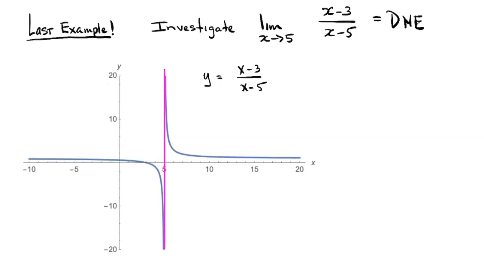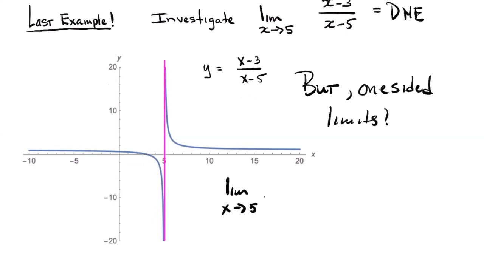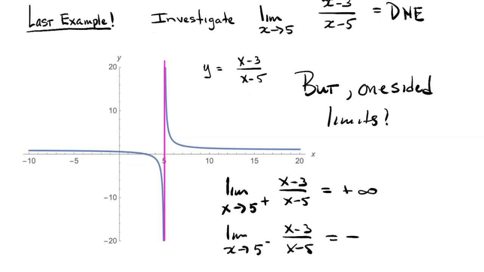So we can write, and this will be the last thing, some one-sided limits. They don't exist, but we could write something, for example, like the limit as x goes to 5 from the right of this function, x minus 3 over x minus 5, is infinity. The values are getting bigger and bigger. The limit as x goes to 5 from the left of x minus 3 over x minus 5 is minus infinity.